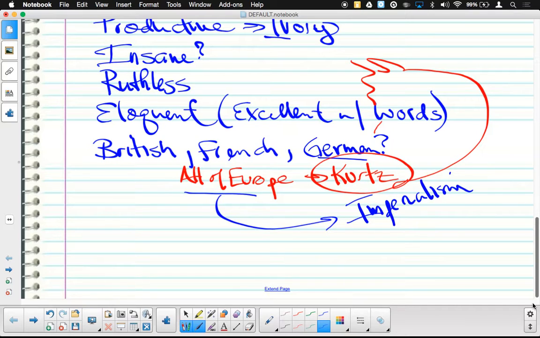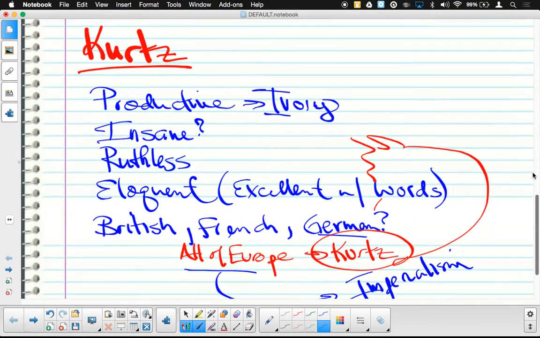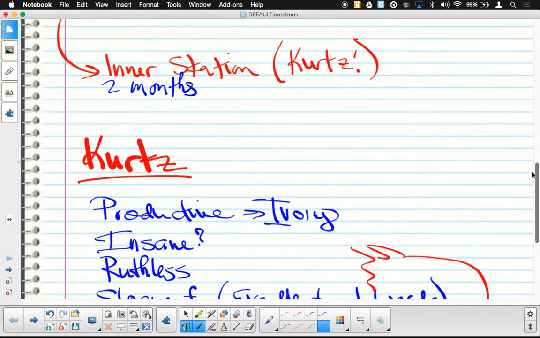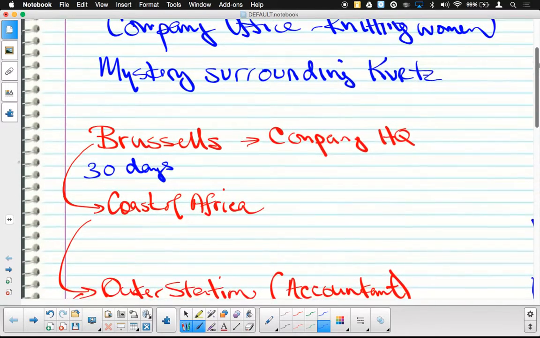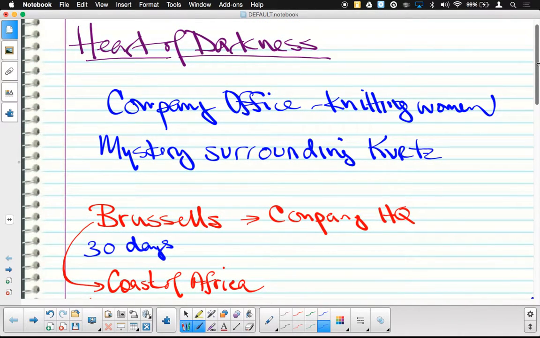But once you realize where Kurtz is and what he does become representative of, I think some other parts will start to make a little bit more sense. One of those things certainly being the company office. What are the women doing? They're knitting with their black thread, so they're measuring, cutting, measuring, and cutting.